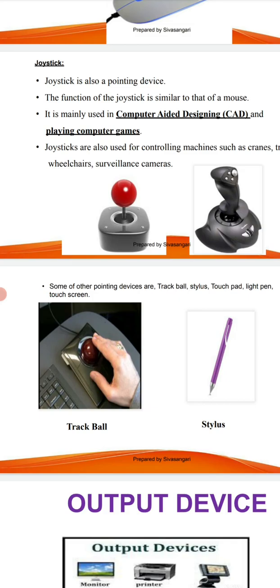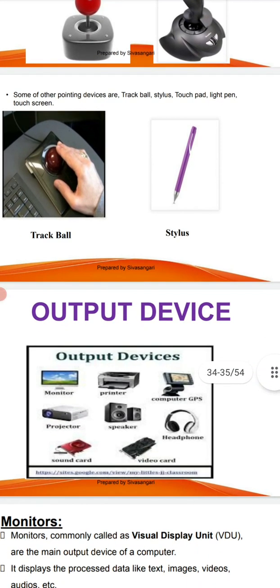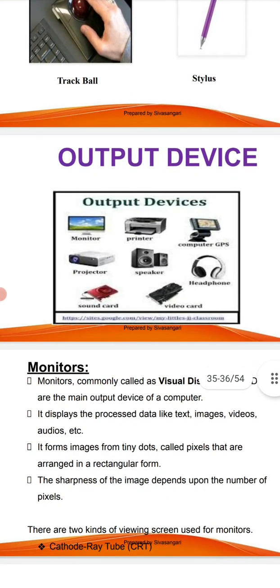Next one is output devices. Some of the output devices are monitor, printer, projector, speaker, sound card, video card. So everything comes under output devices. Monitor is used to display the output, that is the result or the information processed. So monitors are commonly called visual display units.